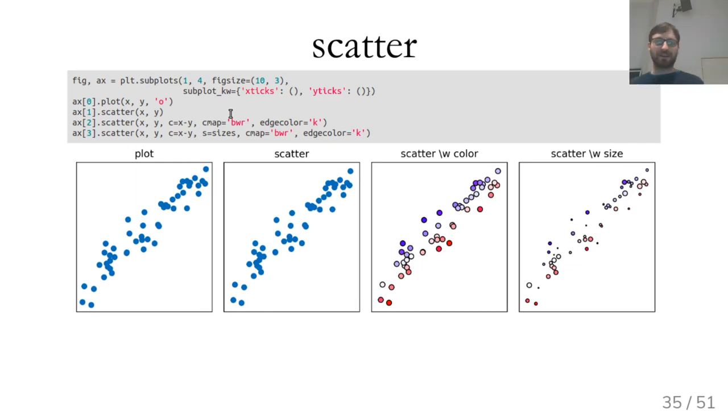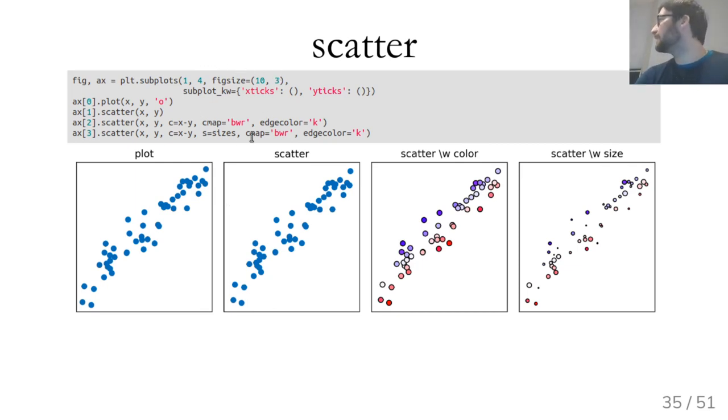Another command that's very useful is scatter. Scatter can do scatter plots. Plot can also do scatter plots. So here, the first one is just calling plot with O. The second one is calling scatter with X and Y. They're the same.